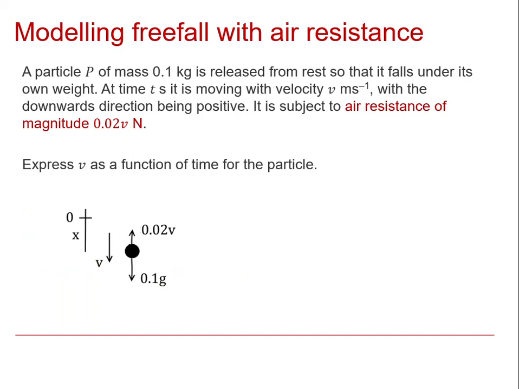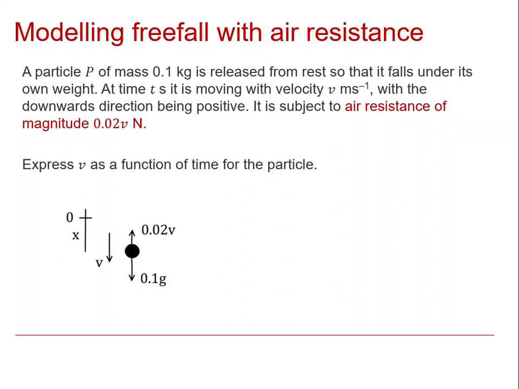So let's take our problem. We've got a particle of mass 0.1 kilograms. It's released from rest. It falls under its own weight. After t seconds, it's moving with v meters per second, with the downwards direction being positive. And there's an air resistance of 0.02v newtons.